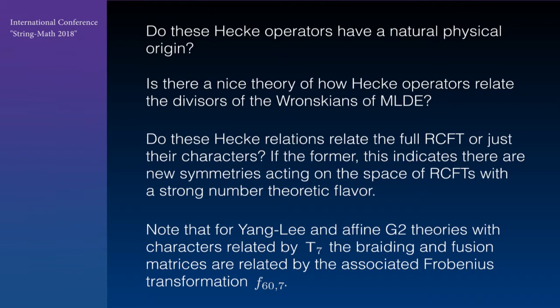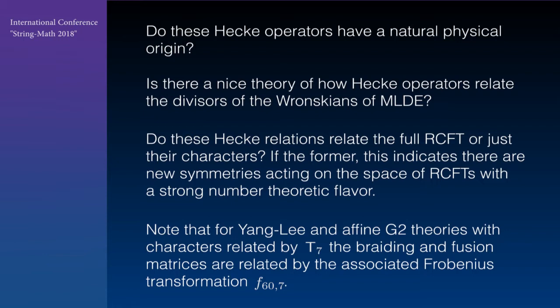So these relations have been obtained by generalizing the Galois symmetry that talks about modular representations, extending that to characters. Does it actually extend to the full rational conformal field theories? Can you actually determine the properties of the Hecke image rational conformal field theory, not just the characters? If that's true, then there are new symmetries acting on the space of rational conformal field theories that have a very strong number theoretic flavor to them.